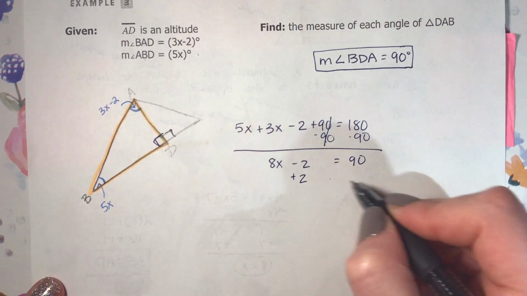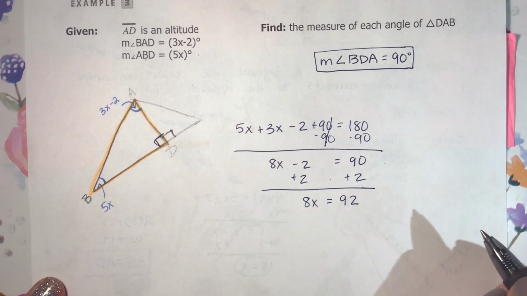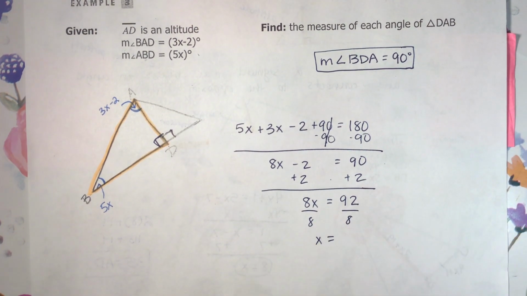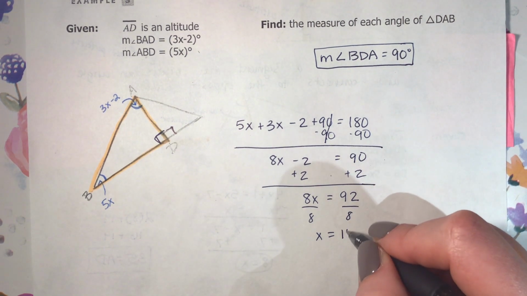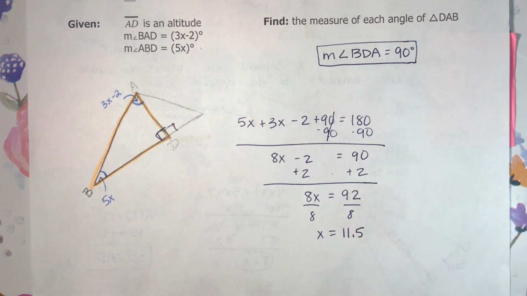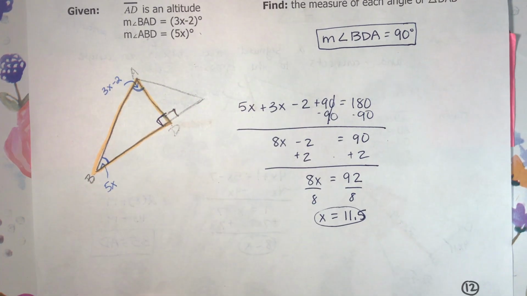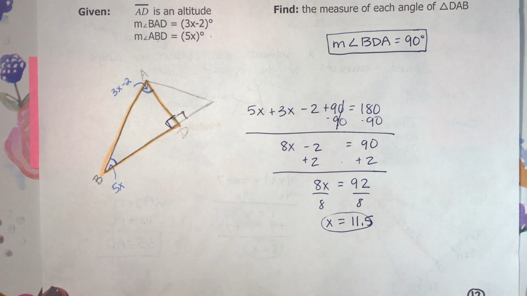I'm going to add 2 to both sides. Now I have 8x is equal to 92. Then I'm going to divide by 8, and I get x is equal to, if you put that into your calculator, then you should get 11.5. All right. I now know what x is equal to, but I don't want to stop there. I'm going to do the same thing that I've been doing each time. I'm going to take this 11.5 and I'm going to substitute it in for each value.